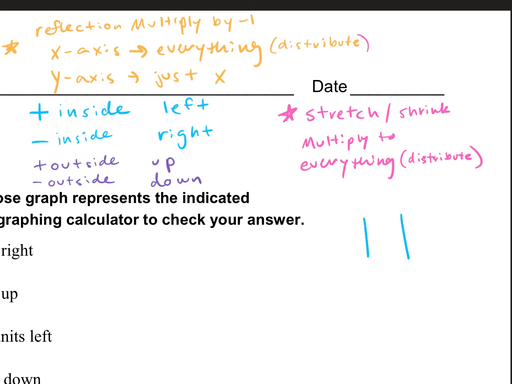Can I distribute into absolute value bars? No. So we can't distribute into an absolute value. It just stays outside.